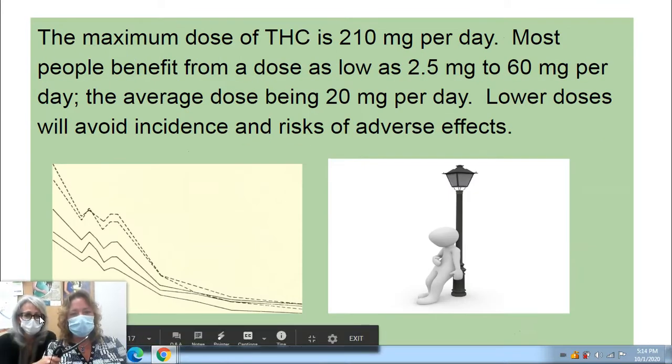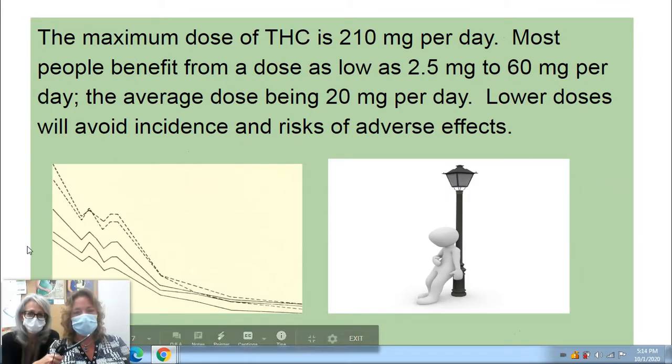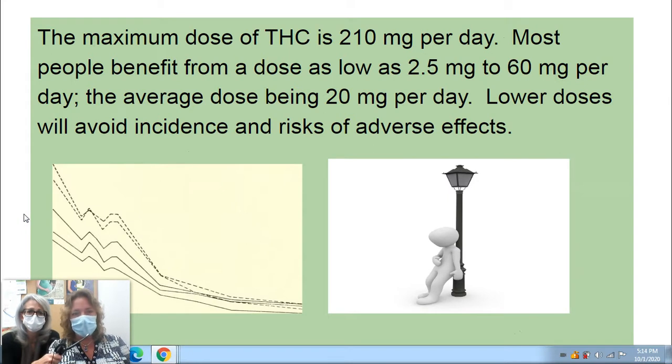The maximum dose of THC is approximately 210 milligrams per day. Most people benefit, though, from a dose as low as 2.5 milligrams to 60 milligrams per day, with an average dose roughly around 20 milligrams. Lower doses will avoid the incidence and risks of adverse effects.